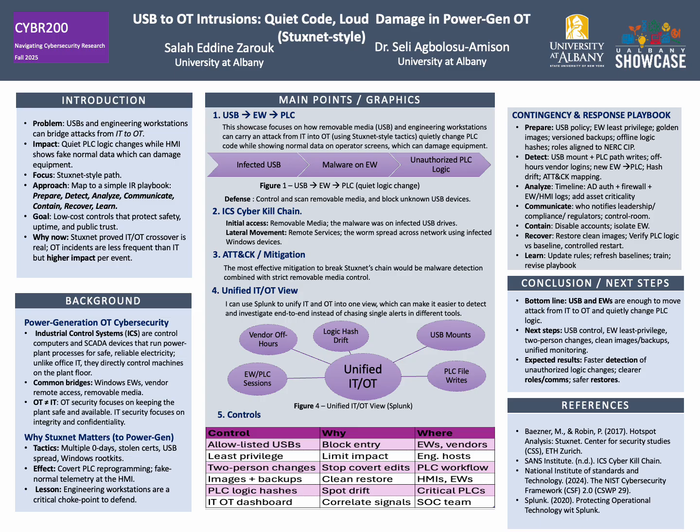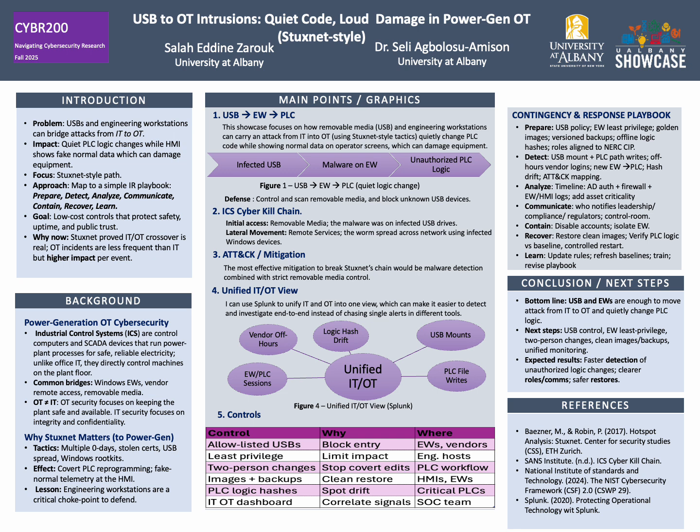In the middle of the poster, there is a unified IT/OT view diagram. The idea is that with a tool like Splunk, we don't just look at one log at a time. We can bring together USB mounts, engineering workstation to PLC sessions, PLC file writes, vendor activity, and PLC logic hash drift. Seeing all this in one view makes it easier to spot an IT to OT attack instead of chasing random alerts.